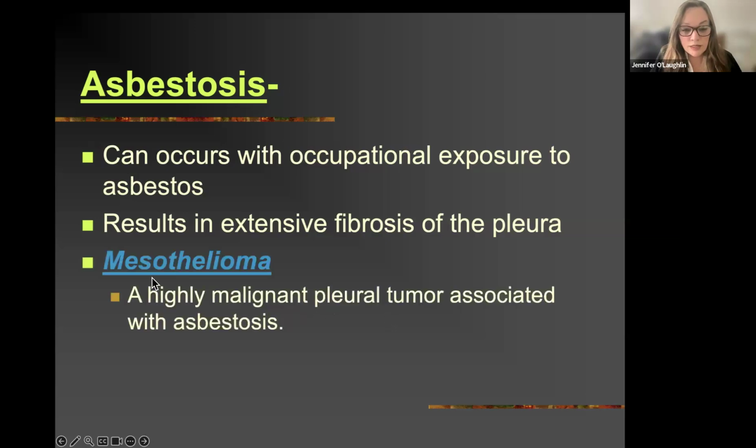And there is a tumor called mesothelioma. You might have seen this on TV. I see lots of class action lawyer commercials: if you have mesothelioma, call this number. Mesothelioma is a cancer. It's a malignant tumor. It's based from pleural tissue, and it tends to happen with people who have been exposed to asbestos. Asbestosis is not a cancer, but it can correlate with mesothelioma, which is a cancer. And it's a very malignant tumor of the pleura.